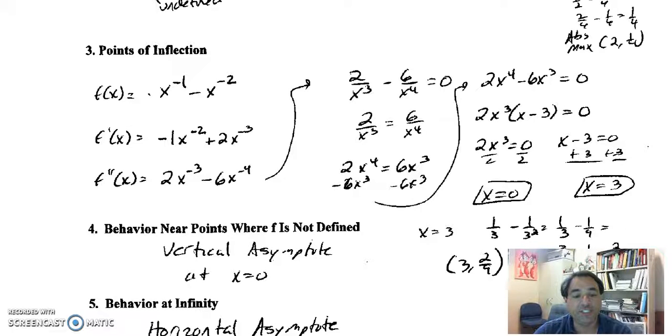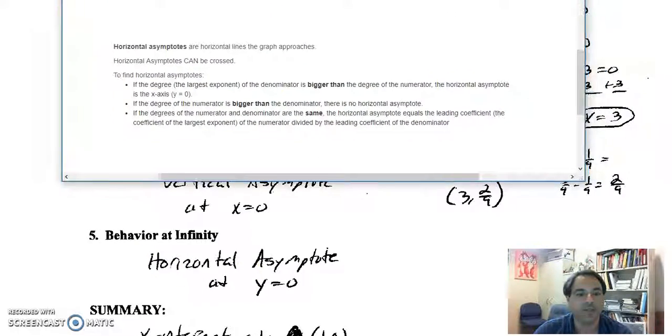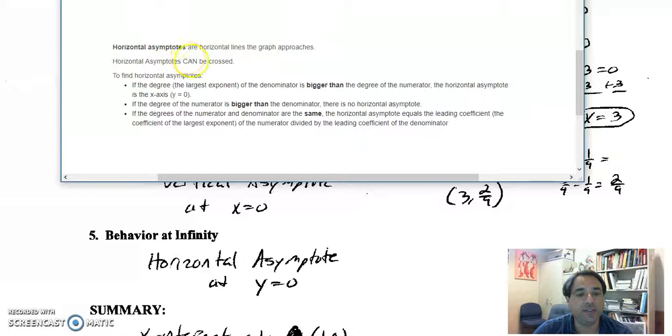Hello. To finish the video on analyzing graphs from Chapter 5, we're going to talk about horizontal asymptotes. For horizontal asymptotes, the graph can cross the asymptote. If the degree of the largest exponent of the denominator is bigger than the degree of the numerator, the horizontal asymptote is the x-axis, y equals 0. If the degree of the numerator is bigger than the denominator, then there is no horizontal asymptote.